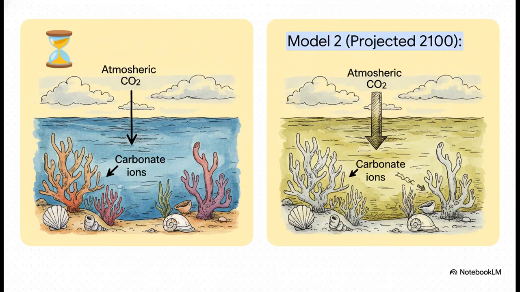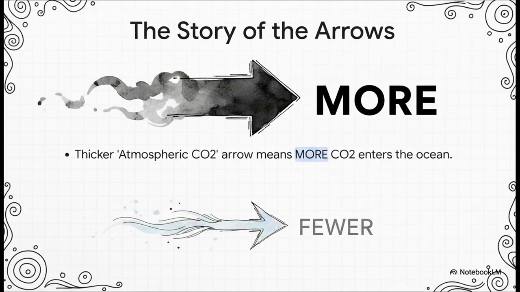But then, look what happens to the arrow for carbonate ions. It gets thinner. It's shrinking. So yeah, it's really all about the arrows. Thicker means more, thinner means less. Super simple. More CO2 is going in, and as a result, fewer carbonate ions are available. And that right there is the answer to question 2 laid out plain and simple.